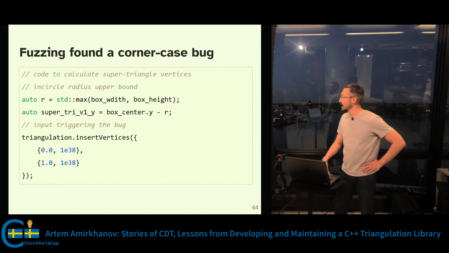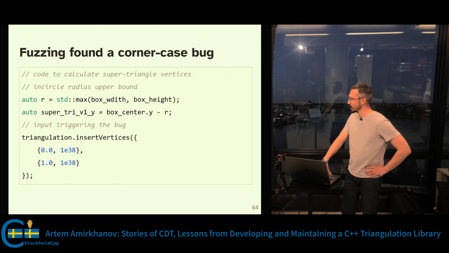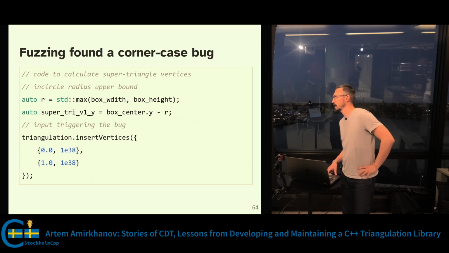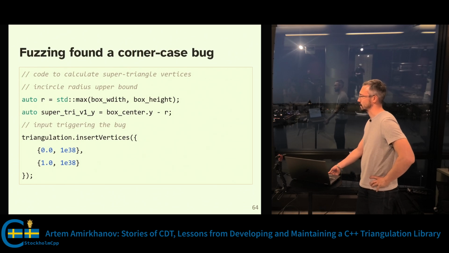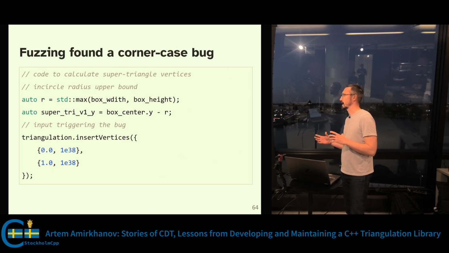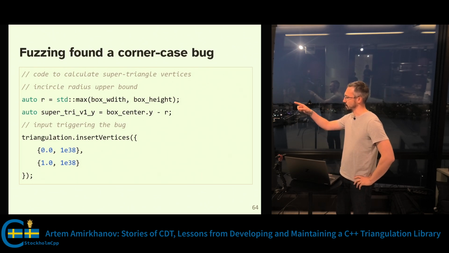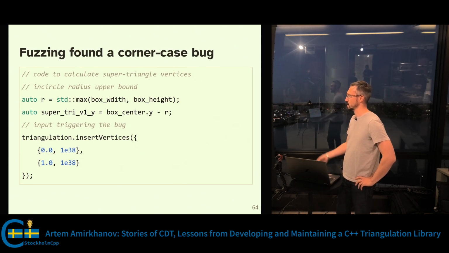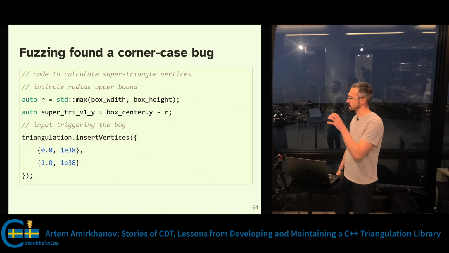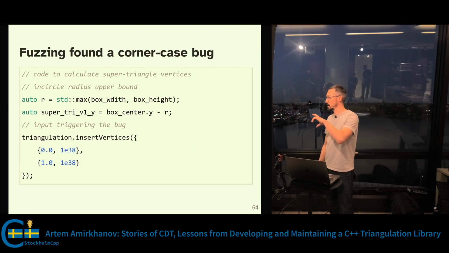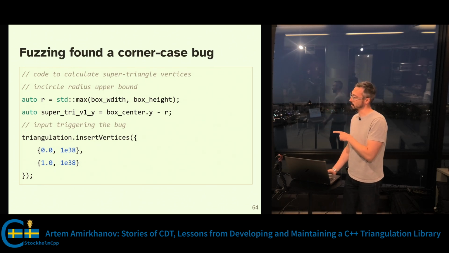So this is the corner case bug, by the way. It's an interesting exercise. This is the code that calculates the super triangle vertex coordinates. It takes some upper bound of the in-circle radius, which is calculated from the bounding box, the maximum of width and height. And then it uses this maximum, either width or height of the bounding box, to offset the center of the bounding box coordinate to calculate the y position of one of the super triangle vertices. And the input that triggers this bug is here.